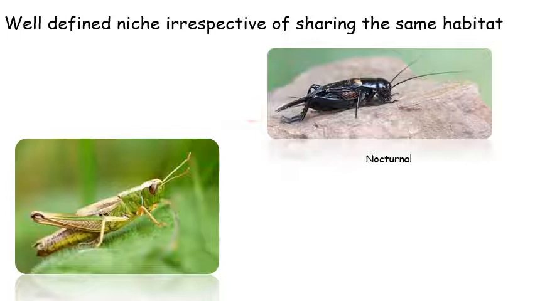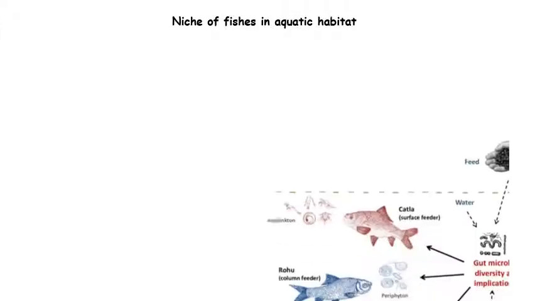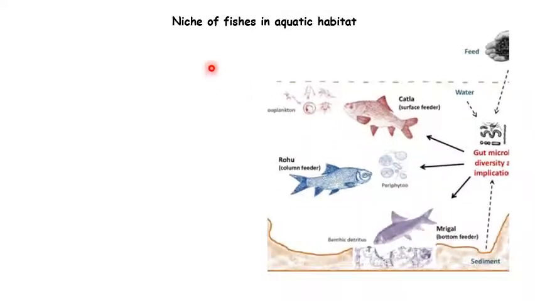Okay, let's go with an example from the aquatic habitat. This niche phenomenon is common for all organisms that live in different habitats. So if you take this pond, you have three fishes. They all have their own niches.